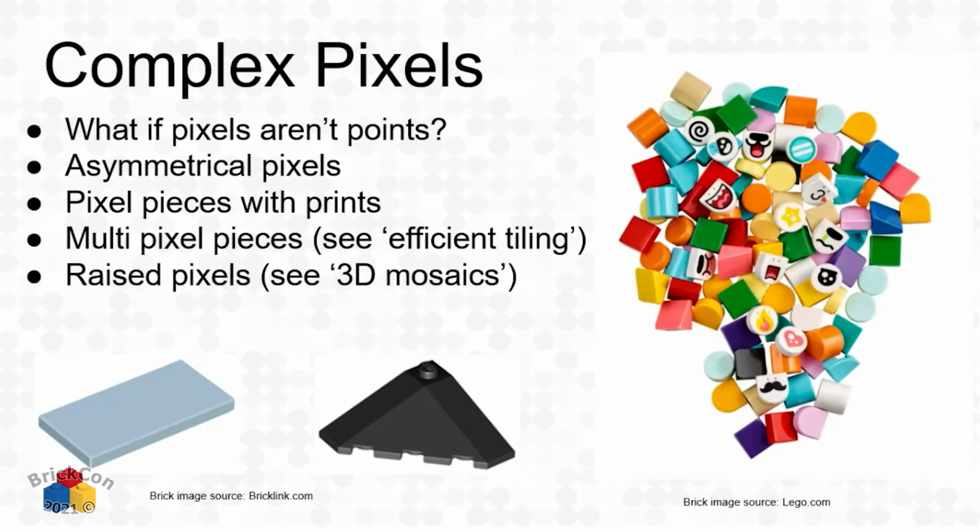Okay, last thing I'll briefly touch upon is complex pixels. So far, we've been talking about pixels in terms of 1x1s, but sometimes pixels aren't points. You have asymmetrical pixels, like the Lego dots, pixel pieces with prints, and multi-pixel pieces, such as that 2x4 plate. I'm actually going to talk about that a little later in terms of efficient tiling algorithms, and raised pixels, which we'll get to when we speak about 3D mosaics.